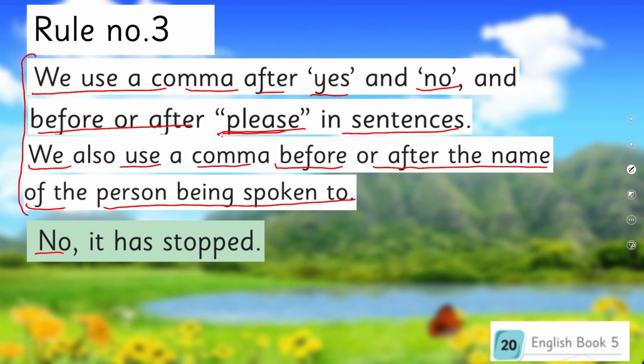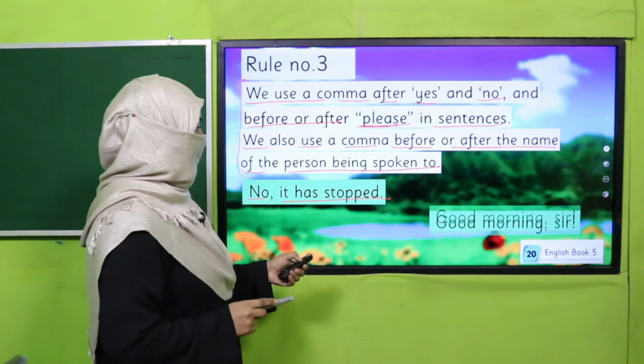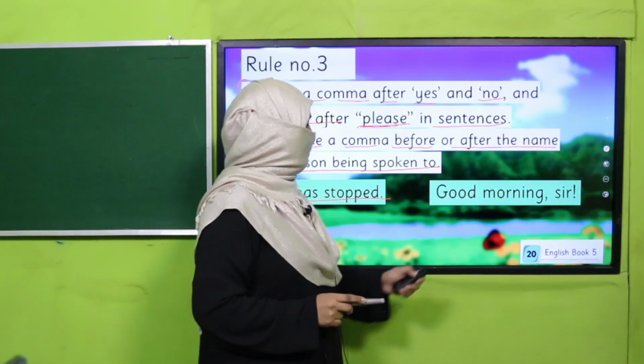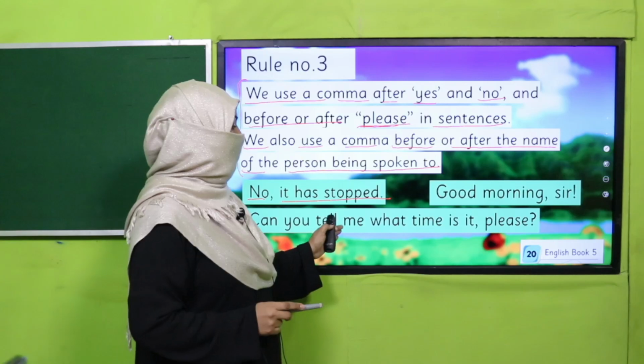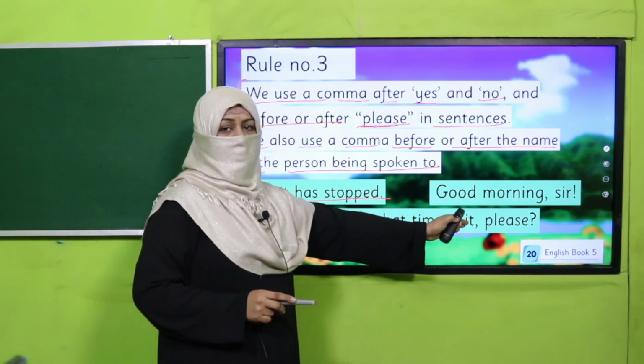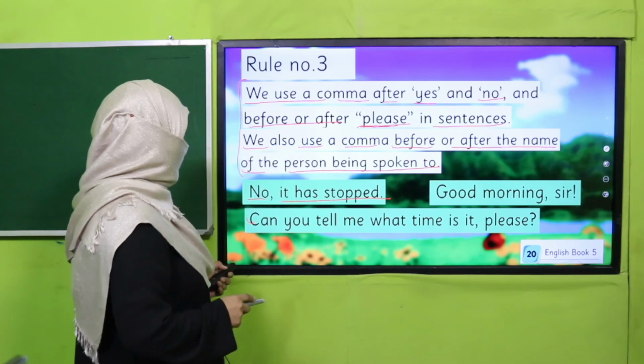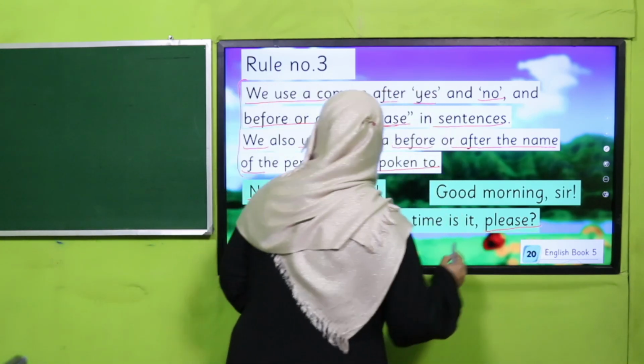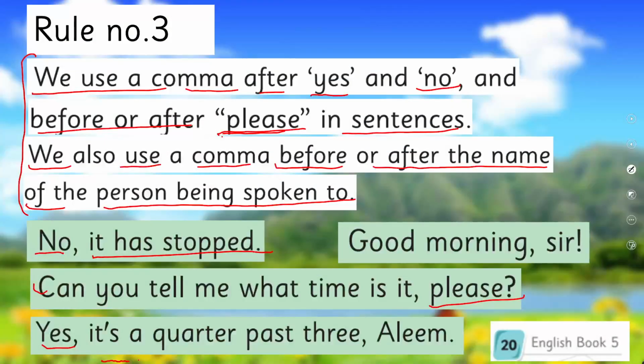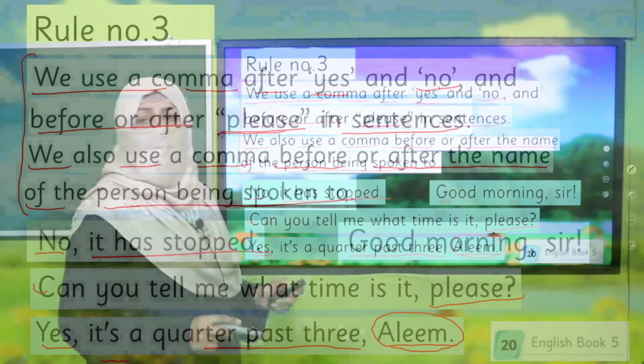For example, no, it has stopped. So if you don't put a comma over here, the statement will change. Okay, so you will put a comma: no, it has stopped. Likewise, good morning, comma, sir. Can you tell me what time is it, comma, please. Even if I write please at the beginning of the sentence, we have to put a comma after please. So, a comma is placed to separate please. Yes, it is 3:15, Aline. Now you see, because I'm placing a name over here, that's why before this name I have separated it by placing a comma.